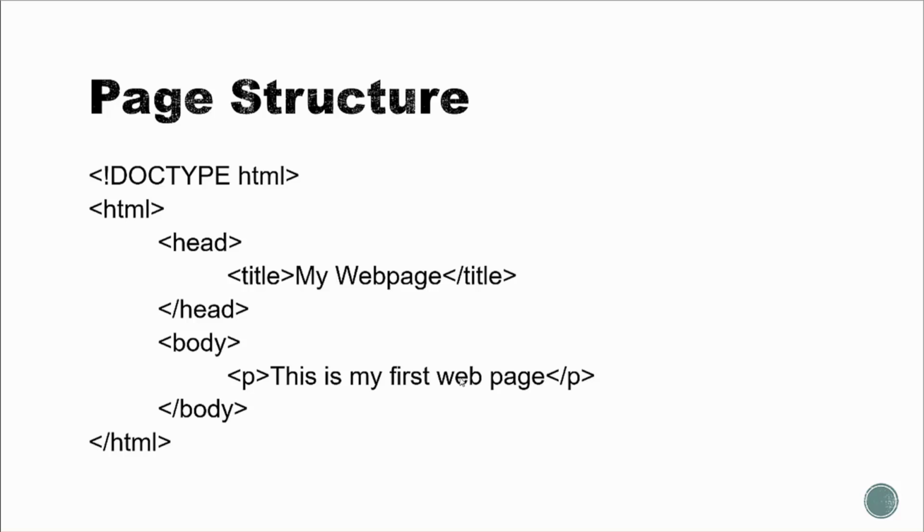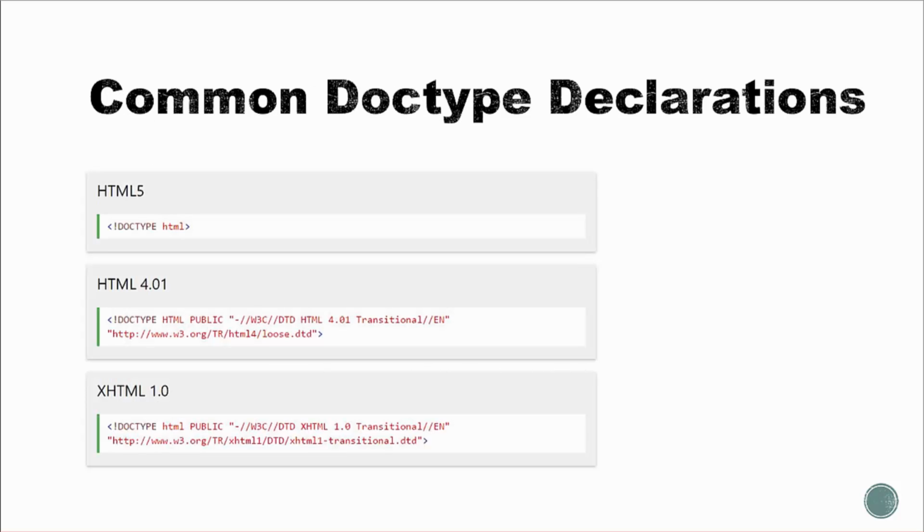All right, and then we have the body, which is, of course, where we put the visible page content. In this case, we just have a paragraph. All right, so this is a very simple web page, but it is, in fact, a full web page. So here's some common doc type declarations. Now the first one is what we'll be working with mostly. This is an HTML5 doc type.